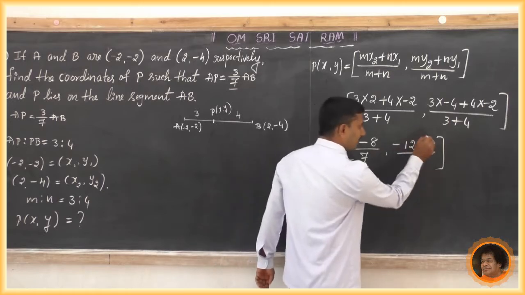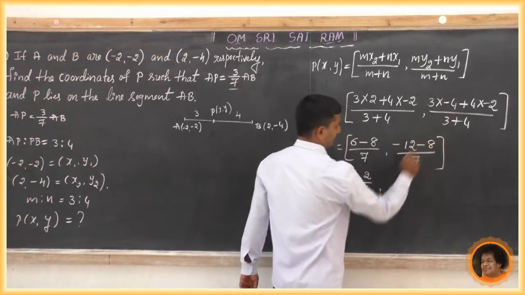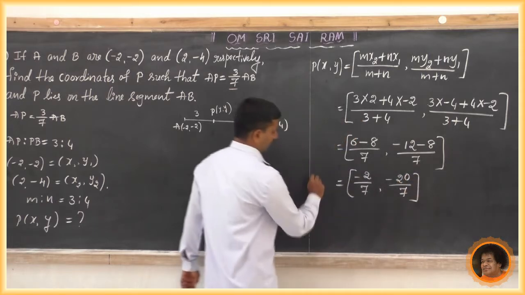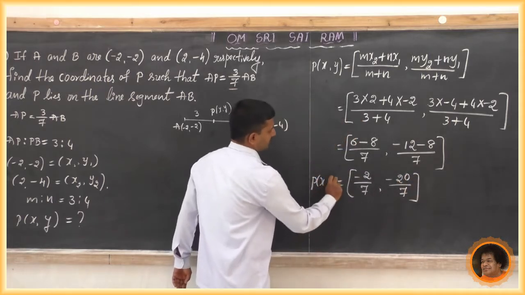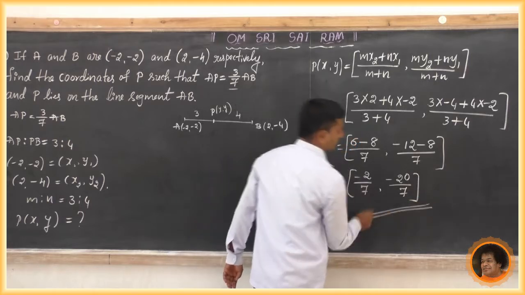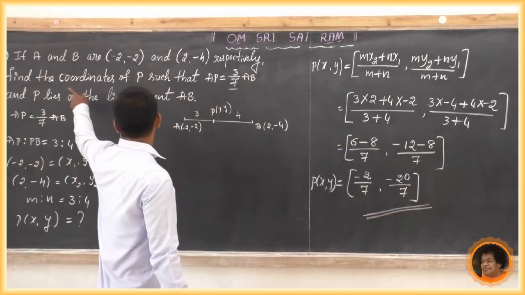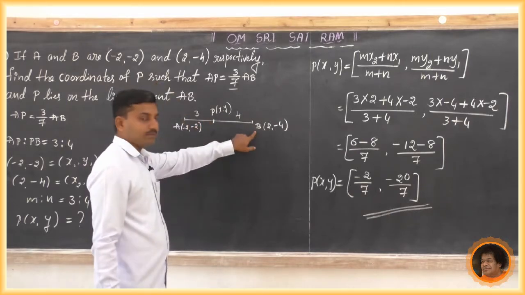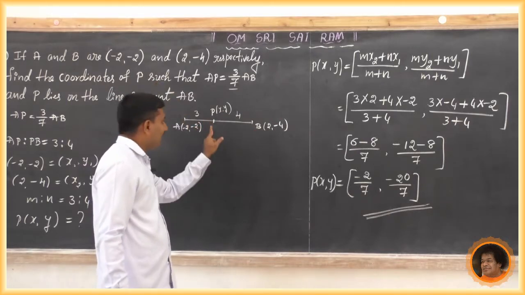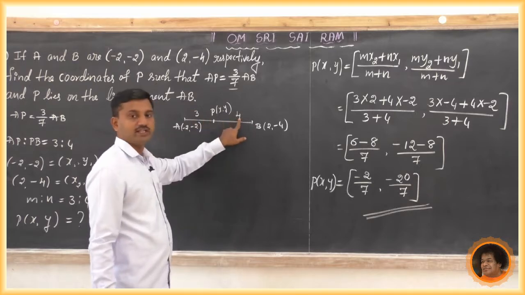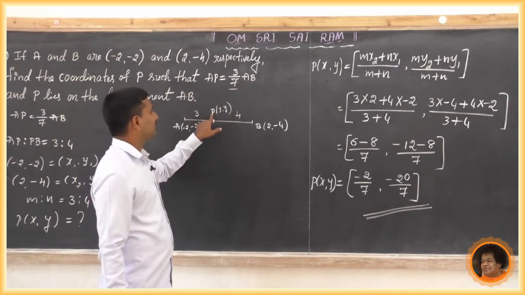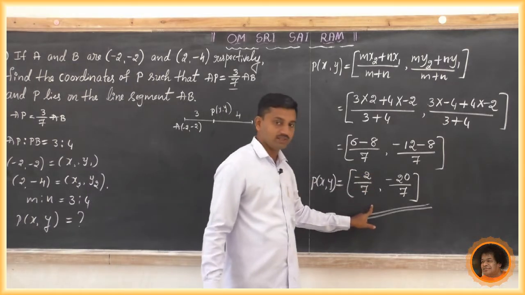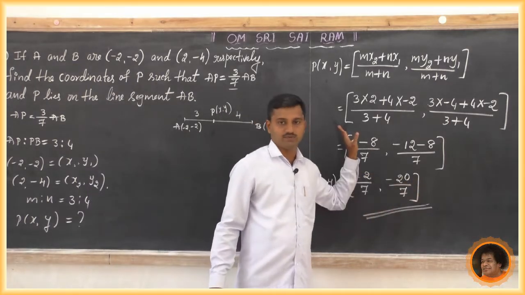So here minus 12 minus 8, minus 20 divided by 7. So these are the coordinates of the point P of x comma y. So what is the question given? Find the coordinates of the point P. P lies on AB. It divides AB in the ratio 3:4 internally. So the coordinates of the point P of x comma y is (-2/7, -20/7).